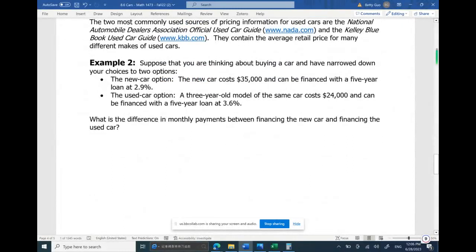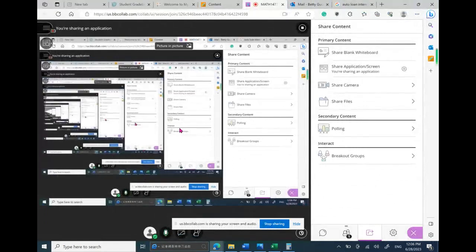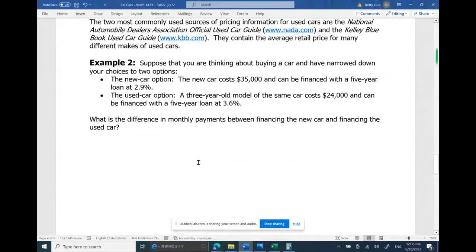Let's look at example 2. Suppose that you are thinking about buying a car and have narrowed down your choices to 2 options. This is to compare 2 options again. I need to often double check I'm recording, I'm sharing, and I'm not muting myself. Okay, looks good.